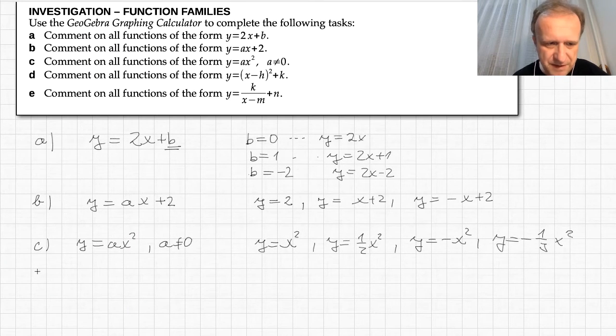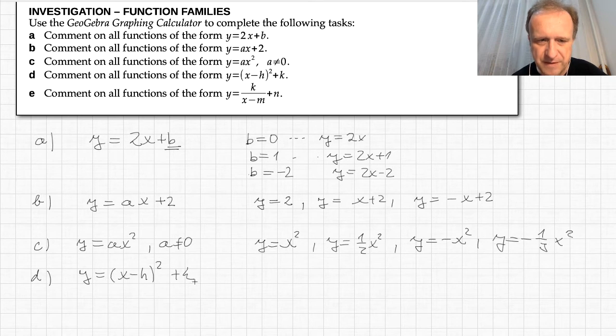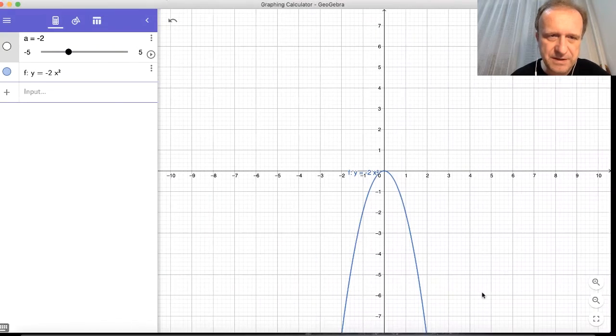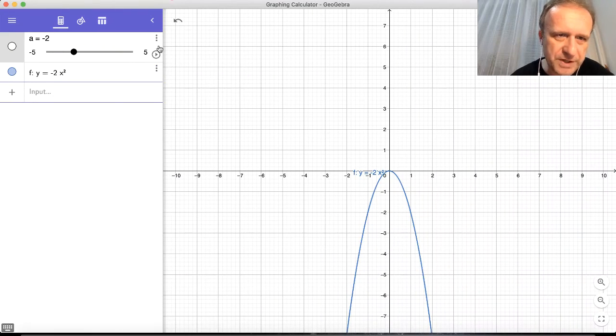Now in part D we have something familiar again, y equals x minus h all squared plus k. So you might remember that h and k have to do with translations. For example, the function here might be just y equals x squared. It would be true for h and k being equal to 0, or we can have y equals x minus 1 squared plus 2, and so on. Many different possibilities there. Okay, so let me try to investigate and actually review what you should already know.